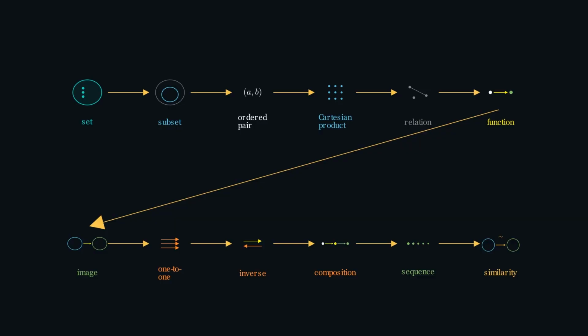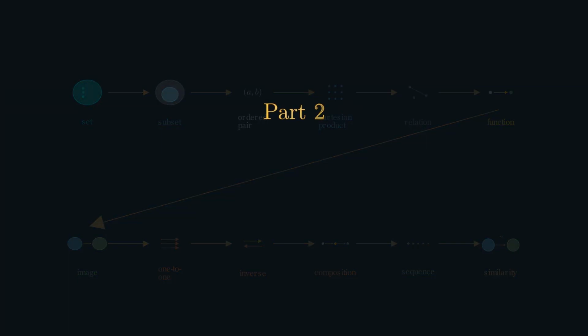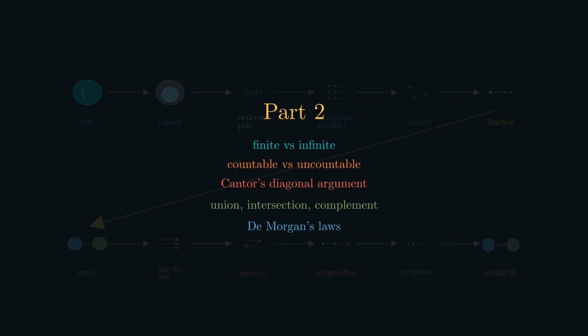This is our vocabulary now. Sets, functions, sequences, similarity. Every definition built from ordered pairs. Every theorem proved by checking what the definitions actually say. In part 2, we will use this vocabulary to ask a question that shook mathematics when it was first answered. Can an infinite set be the same size as one of its own proper subsets? The answer is yes, and that single fact separates the finite from the infinite, the countable from the uncountable, and opens the door to the deepest ideas in analysis. The language is set. The real work begins next.